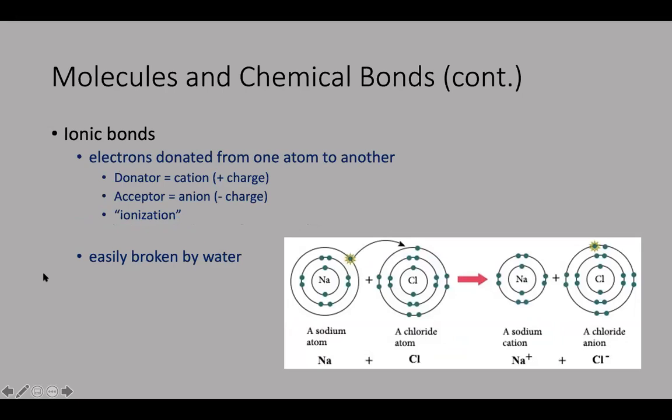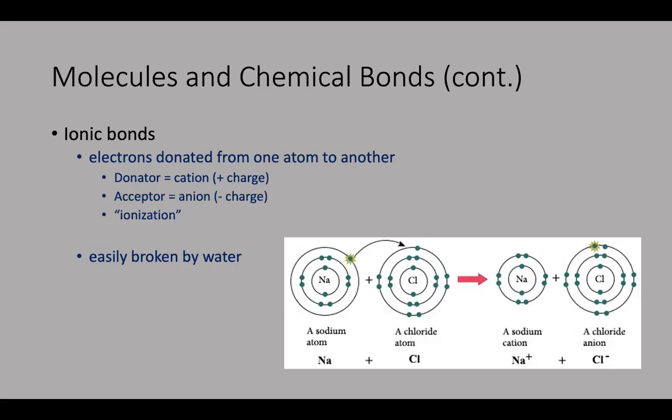All right, on to ionic bonds, our next large category of chemical bonds. Now with ionic bonds, rather than electrons being shared, they're completely transferred from one atom to another. So rather than sharing, it's a transfer of electrons. That's an important difference. It makes it a slightly weaker bond, but it's still pretty strong.